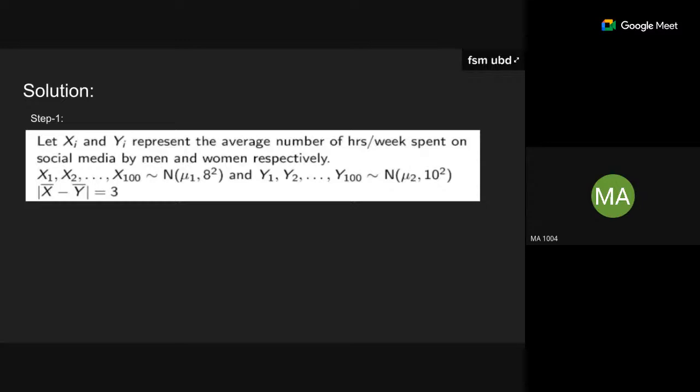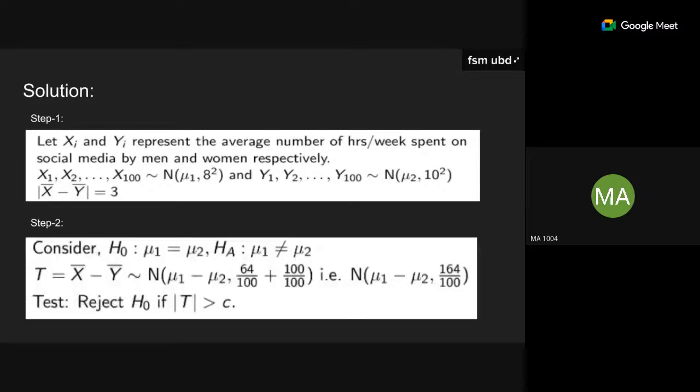And again y1 to y100, these are 100 women samples. Their average number of hours per week they spent on social media. And this follows normal mu2 comma 10 square. And mu1, mu2 we don't know. So we are testing for that mu1, mu2 only. And what we know, the sample means of this 100 men and 100 women, the difference between the sample mean is equal to 3. Okay, so this is what we know.